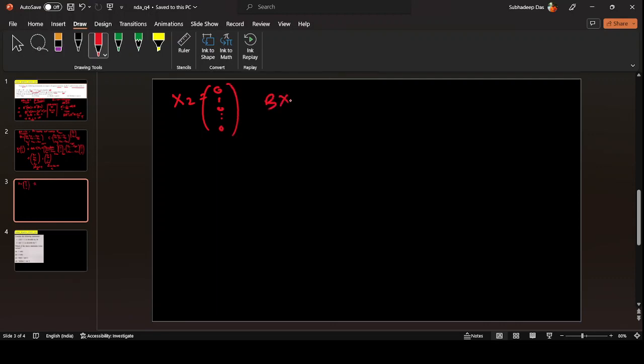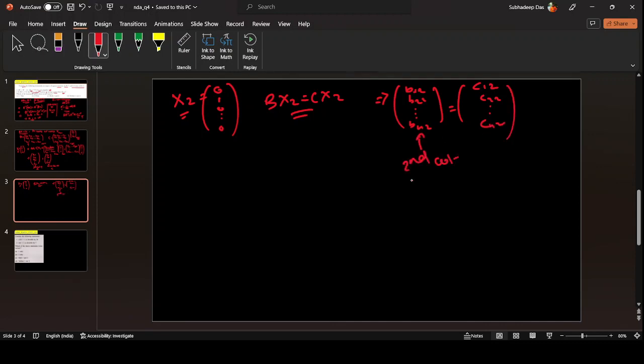So we get, if B, it also holds because x2 is a column matrix and it satisfies for every column matrix. So we get the second column of B, that is B12, B22, Bn2, equal to the second column of C: C12, C22, Cn2. So the second column of B is equal to the second column of C. And considering this way, we consider xn equals to 0, 0, up.